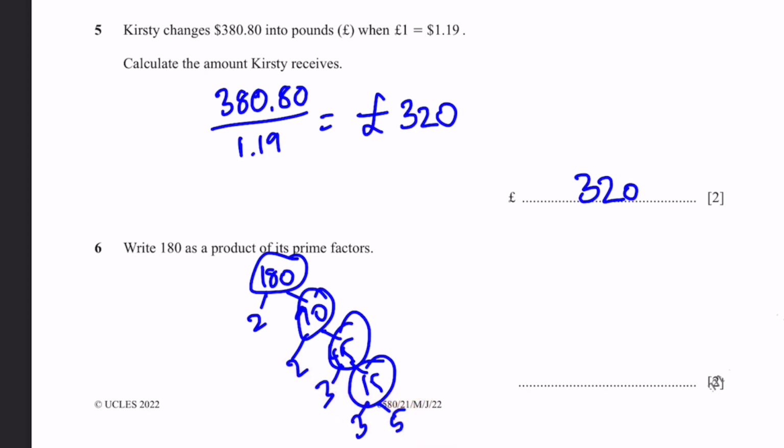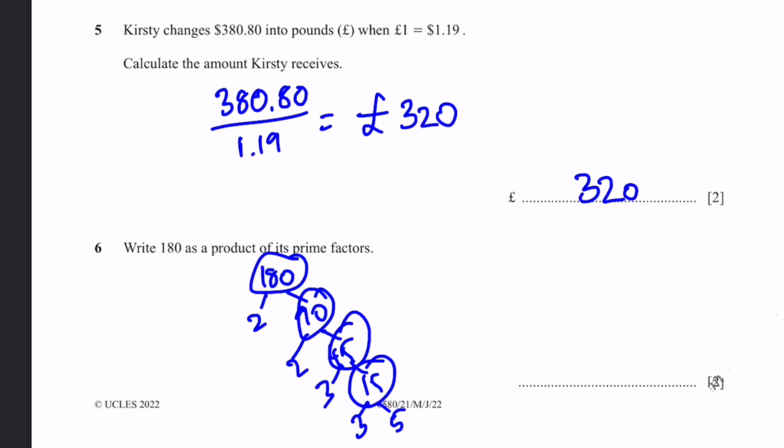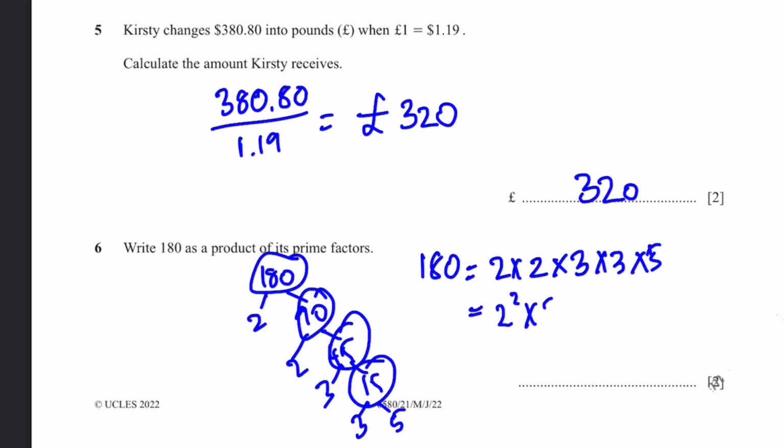Now we can simply multiply the numbers which are not in circles. So the prime factor product of 180 is 180 equals 2 into 2 into 3 into 3 into 5. It can also be written as 2 squared into 3 squared into 5. That's the answer.